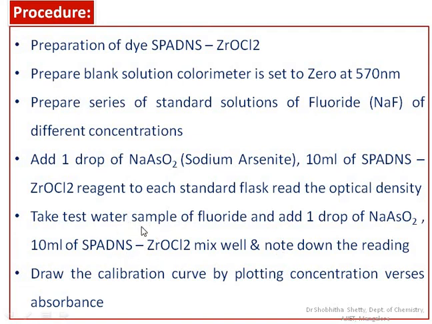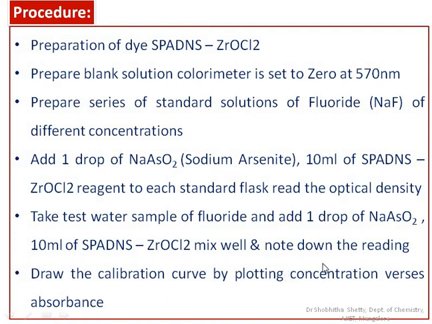or the sample which we are going to analyze for fluoride ion, the unknown concentration of fluoride ion. For that also we need to add 1 drop of sodium arsenite and 10 ml of Spands zirconyl acid chloride dye, mix well, and again note down the absorbance of this test water sample also. Now once this is done, we can draw the calibration curve by plotting concentration versus absorbance value. So concentration versus absorbance.